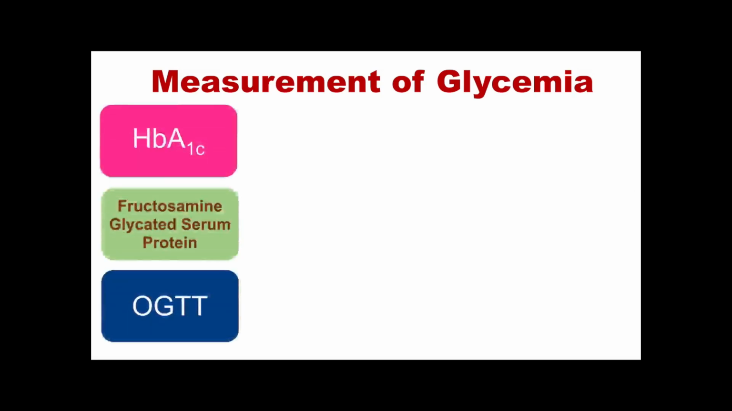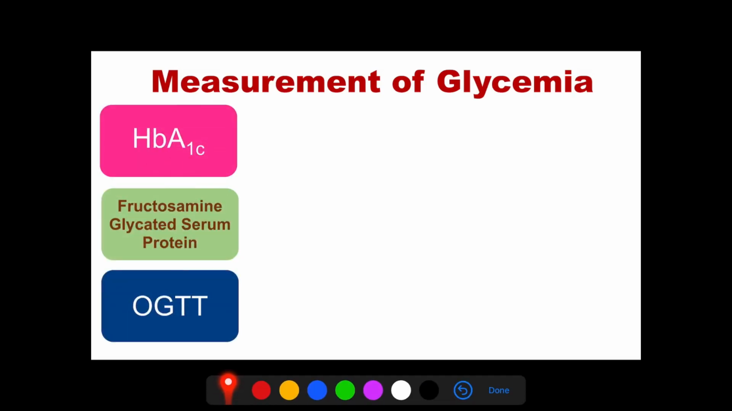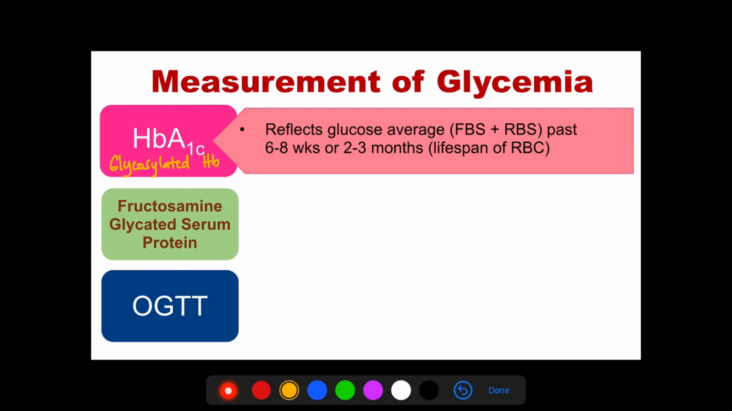Other tests also include HbA1c, fructosamine, glycated serum protein, and the oral glucose tolerance test. First, for the HbA1c, otherwise known as glycosylated hemoglobin, this reflects the average blood glucose concentration for the past 6 to 8 weeks, or 2 to 3 months.